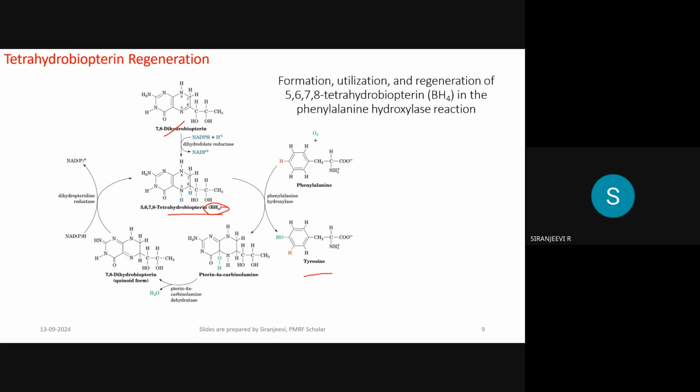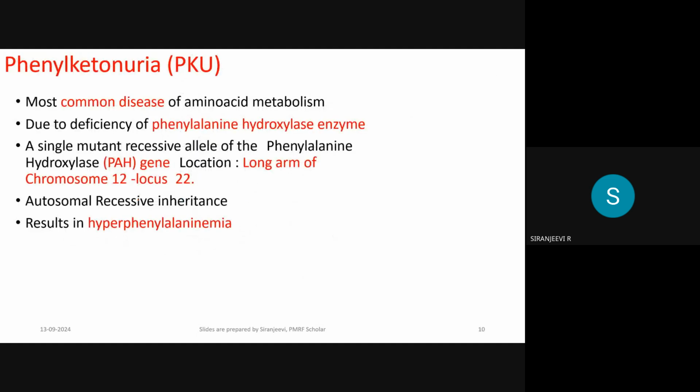And again, this tetrahydrobiopterin, by the oxidation of removing the two hydrogen atoms, here it will form pterin 4A carbinolamine, and again one molecule of H2O will be removed. Then again it will form the quinonoid form called 7,8 dihydrobiopterin. And this 7,8 dihydrobiopterin, again by the action of dihydrobiopterin reductase, it will form the active form of biopterin. So this is the cyclic form. Again and again it will happen to produce tyrosine.